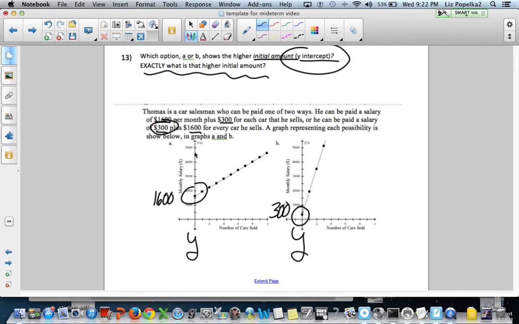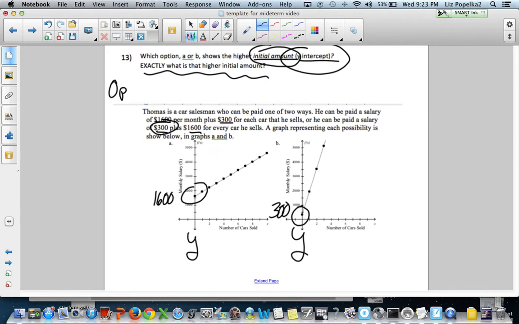So in the first part, he starts off, aka his initial amount. Remember, initial amount and y-intercept mean the same thing. The initial of your name is at the beginning. So however much you started with at the beginning. So the initial amount in graph A is $1,600. The initial amount in graph B is $300.